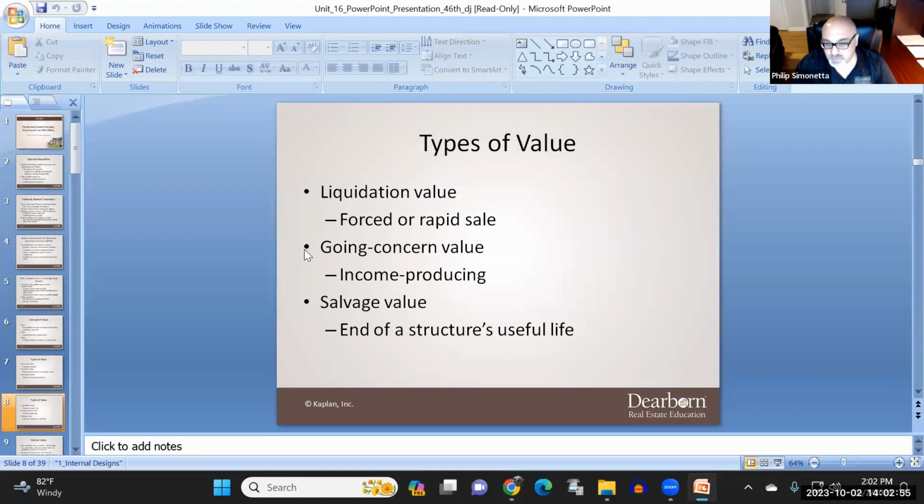Going concern value is only on income property. Going concern is only when you have leases and you're collecting rent. It's income producing. And salvage value is at a property's end of useful life. It's fallen apart. It's just worth what it's worth, right?